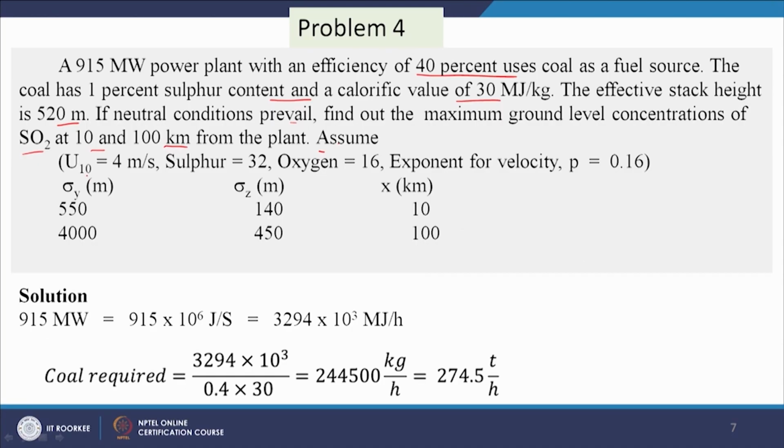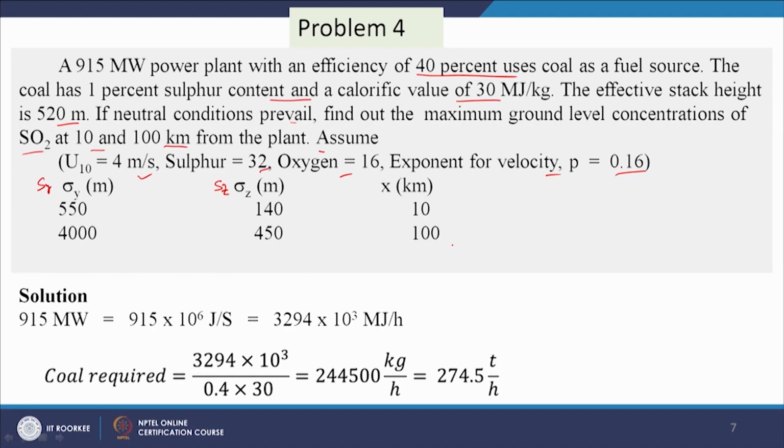Assume that U10, that is wind speed at 10 meter height, is equal to 4 meter per second, sulfur molecular weight is 32, oxygen 16, exponent for velocity is equal to 0.16, and sigma y and sigma z, or SY and SZ, we have also discussed in the previous class. We have discussed in the previous class SY and SZ at different distances. If we consider the SY and SZ values are given. Okay. So now we have to calculate the concentration of the pollutant, that is SO2.